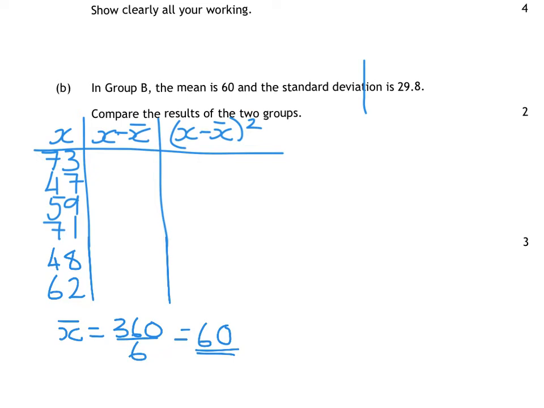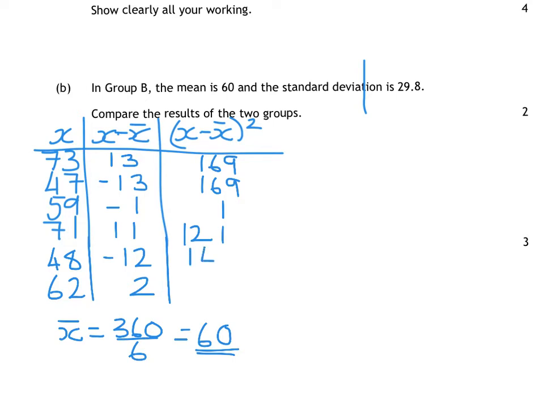So the middle column you get by doing each of your numbers take away 60. So 73 take away 60 is 13. 47 minus 60 is minus 13. 59 take away 60 is minus 1. That gives us 11, minus 12 and 2. Then we square each of these numbers, so it gives us 169, 169. Remember, there should be no negatives in this column. Any number squared is positive.